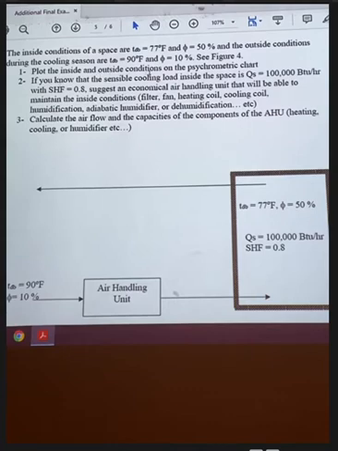Plot the inside and outside conditions on the psychrometric chart. If you know that the sensible cooling load inside the space is equal to 100,000 and SHF equal to 0.8, suggest an economical air handling unit that will be able to maintain the inside conditions. And that means we need to specify the components of the air handling unit, maybe filter, fan, heating coil, cooling coil, humidification, and any other component that we need to include in the design of the air handling unit. And then we need to calculate the airflow and the capacities of the components. So we need to suggest an air handling unit, and then we size the components of this air handling unit.